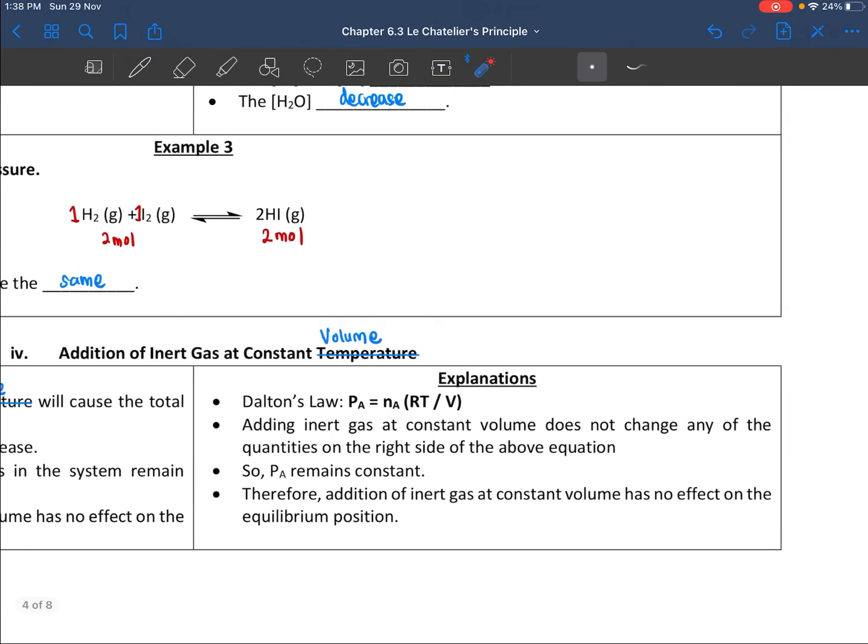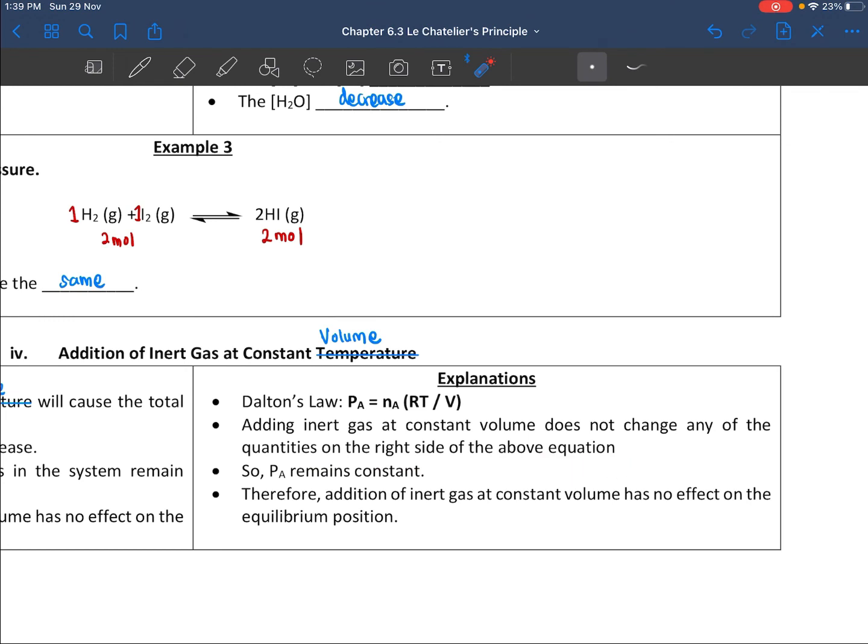So the next yang sebelah ni nak explain apa? Nak explain kenapa partial pressure of each gas tu tak meningkat. Sebabnya kalau ikut formula Dalton's law, PA equals NA RT over V, ini adalah ideal gas equation. Kalau nak cari partial pressure of A, number of mole pun mesti number of mole of A, darab dengan RT over V. In this case, dia kata adding inert gas at constant volume does not change any of the quantities on the right side of the above equation.